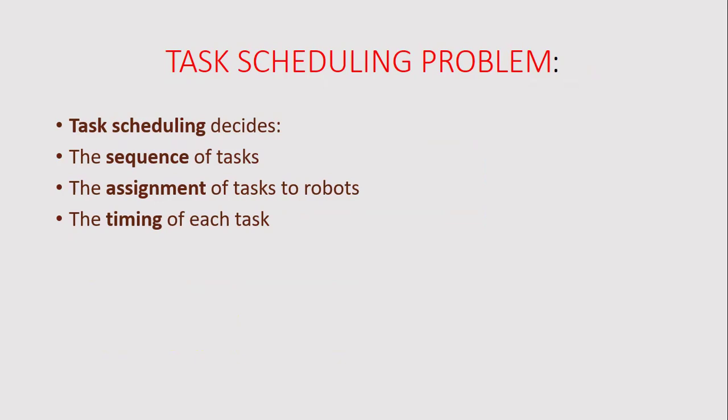What is exactly the task scheduling problem? The three main things to be defined here are: the sequence of various job operations, assigning different jobs to various industrial robots, and then calculating the time for each individual task. So these are the main input parameters that have to be defined in the genetic algorithm.